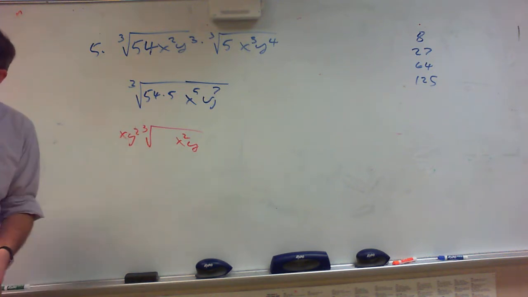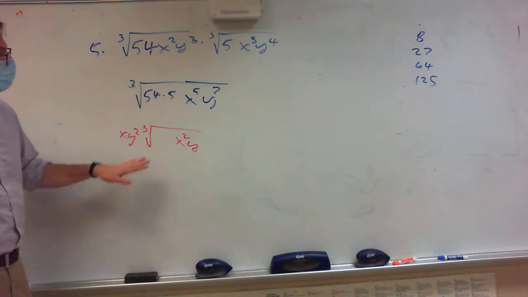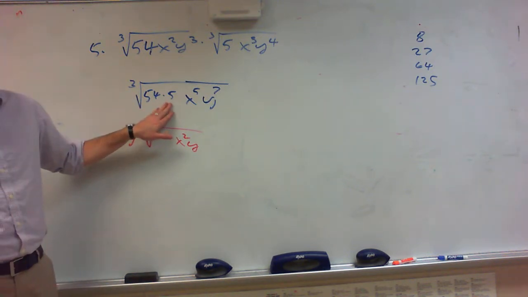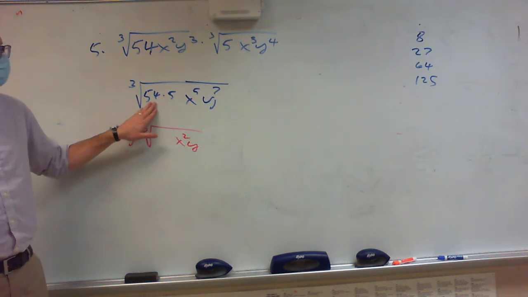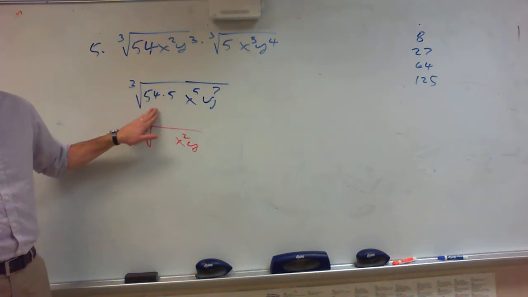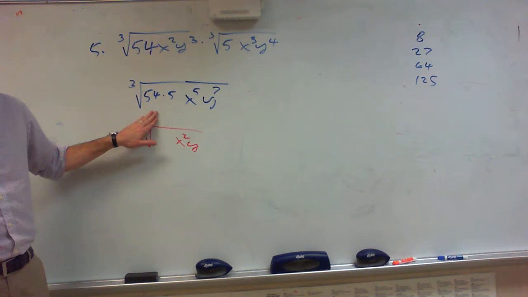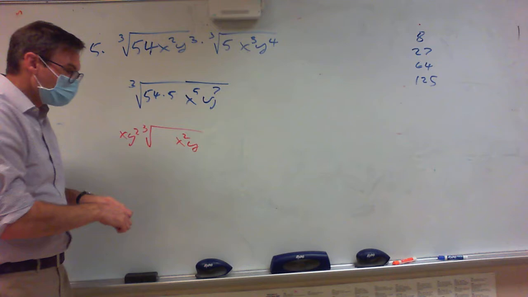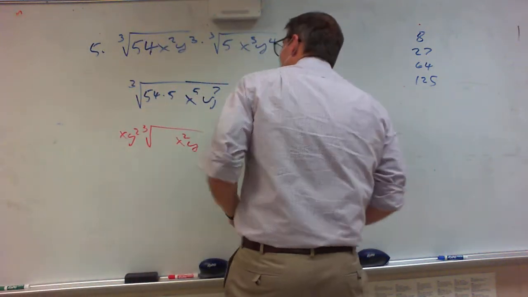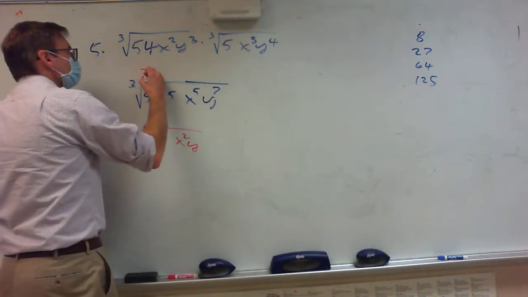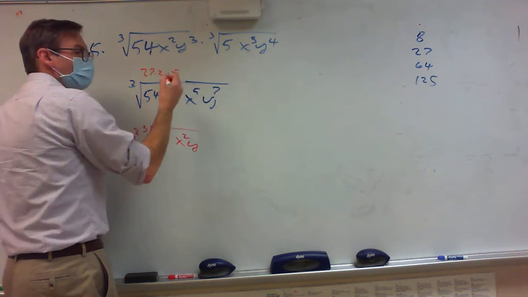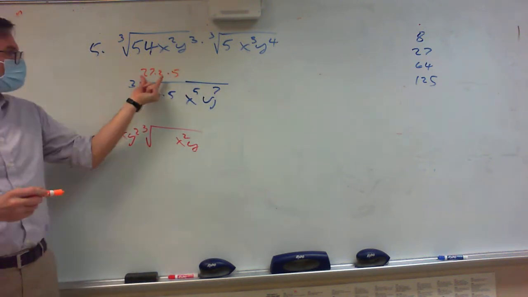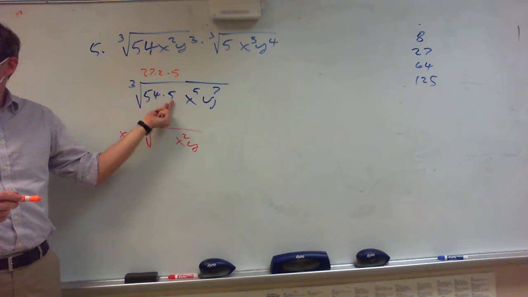Now let's deal with the numbers. All right, is there a cube root of 5? No. 54, I don't know. Is there a perfect cube that goes into 54? 27. Are we okay with that? And so when I look at that 54, I see, okay, this is 27 times 2 times 5. Right? There's the 27 times 2 and I have a 5.